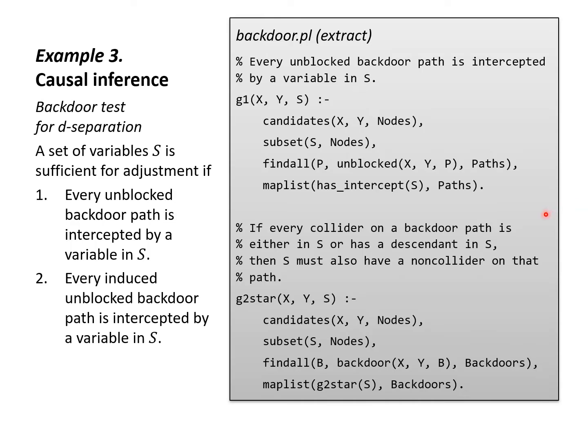Greenland et al. present the so-called backdoor test for d-separation, stating that a set of variables S is sufficient for adjustment if 1. every unblocked backdoor path is intercepted by a variable in S, and 2. if every induced unblocked backdoor path is also intercepted by a variable in S. Induced means that it is unblocked by our adjustment in step 1. And it turns out that these conditions can be represented by very concise Prolog code, which you can see partially on the right side.